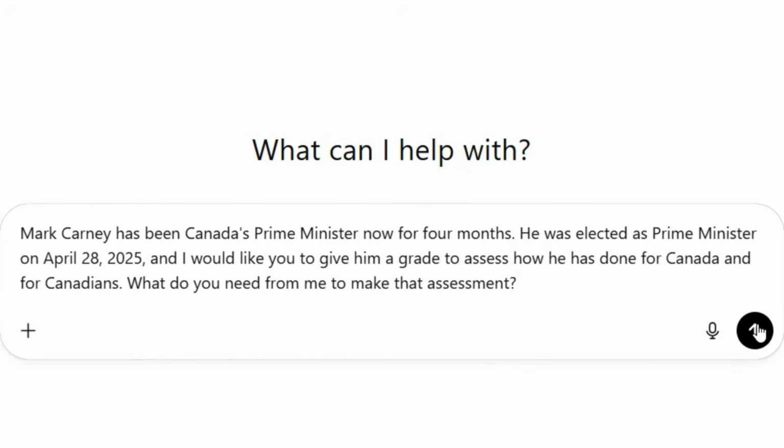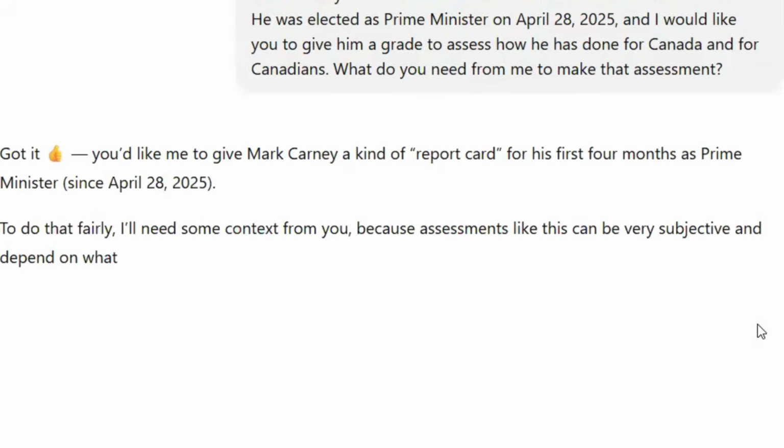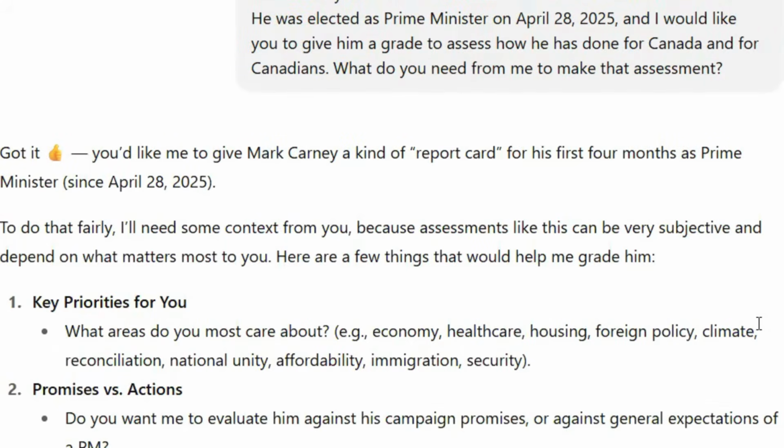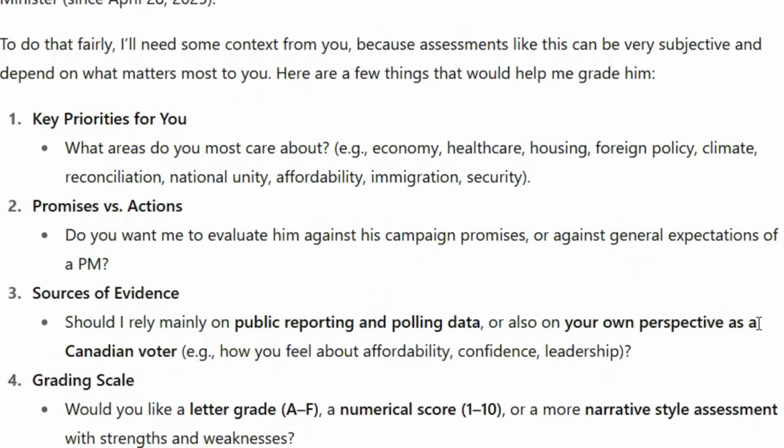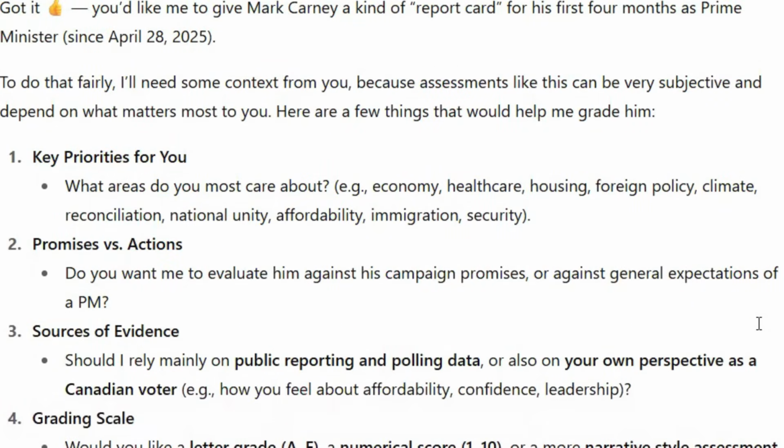All right, that seems pretty clear. So this is what ChatGPT wants. What are my key priorities? What areas do I most care about? Economy, healthcare, housing, foreign policy, climate, reconciliation. Wow. National unity, affordability, immigration, security.